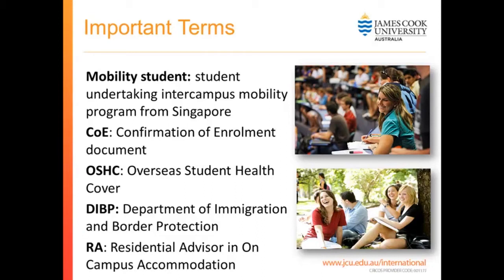When you see the letters DIBP displayed on screen, please understand that they stand for the Department of Immigration and Border Protection. And finally, for those students who are staying on campus, we will use the term RA, which means Residential Advisor. But to begin with, I would like to introduce you to JCU.